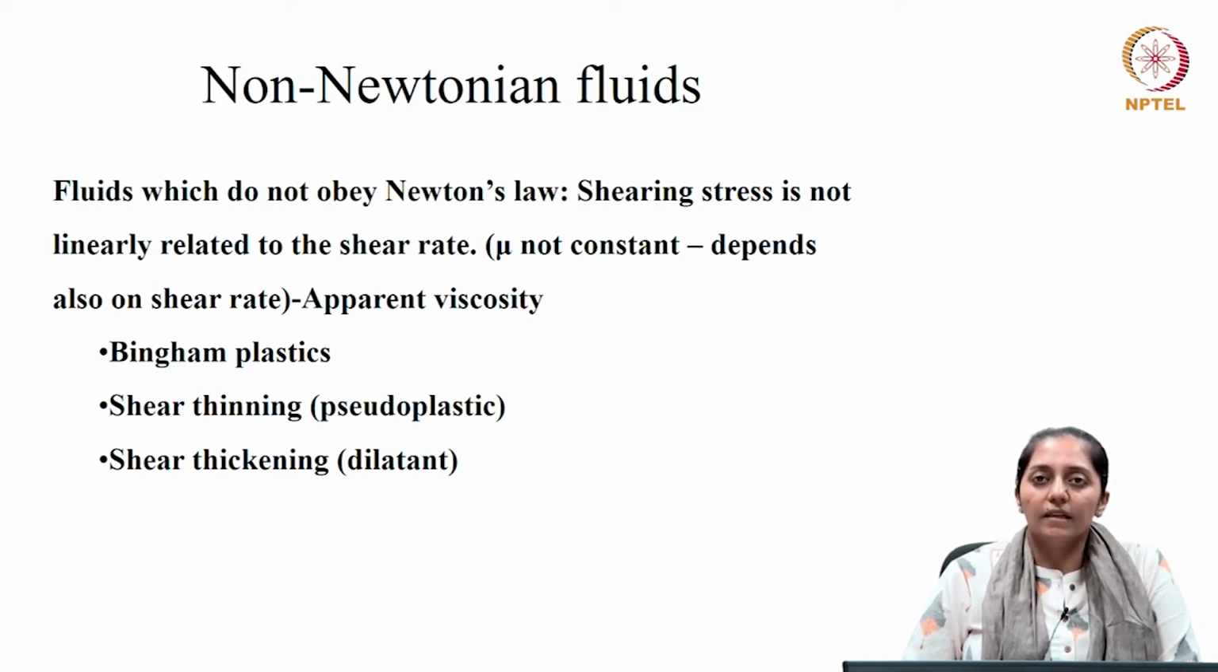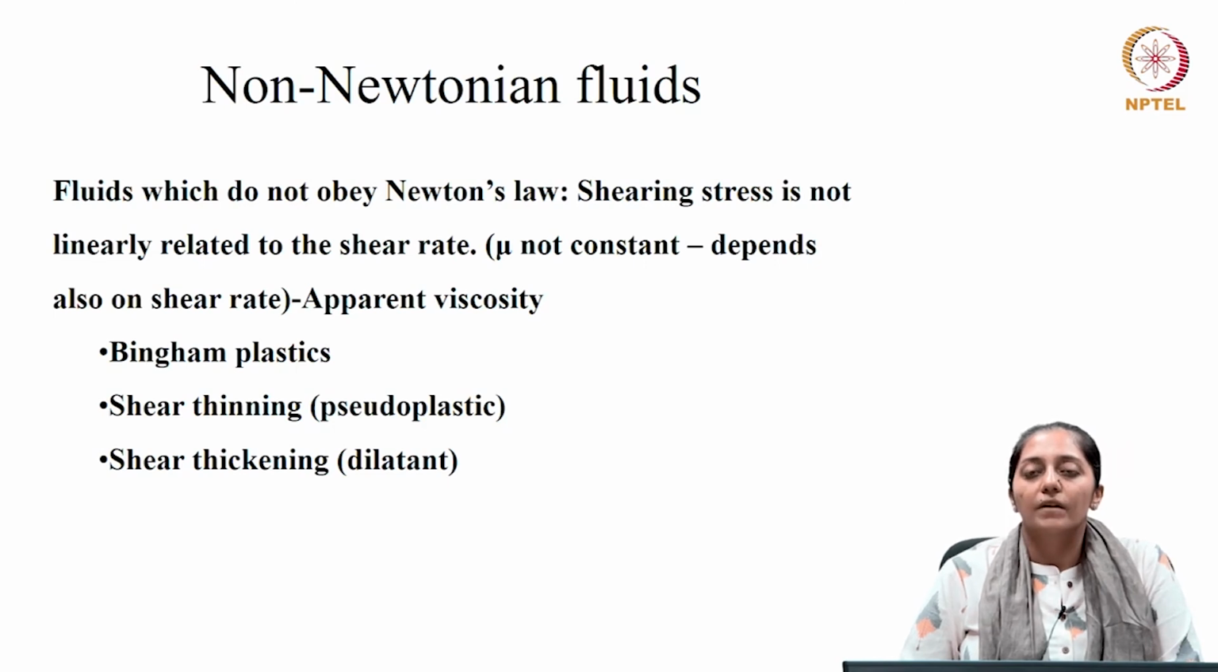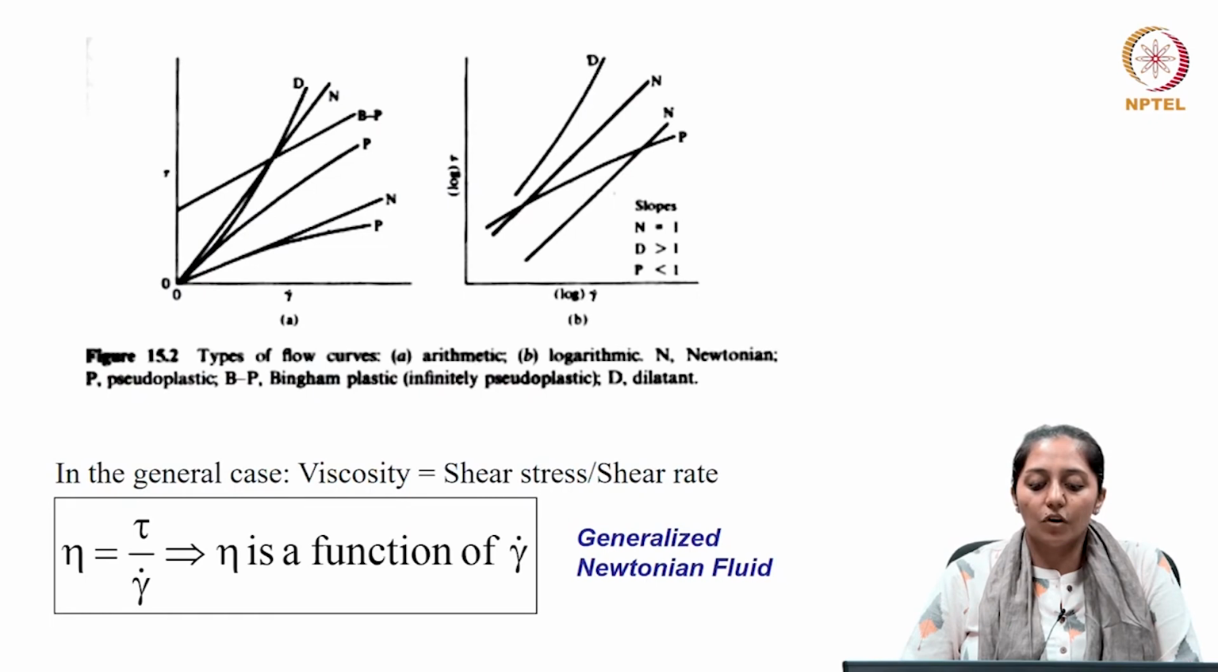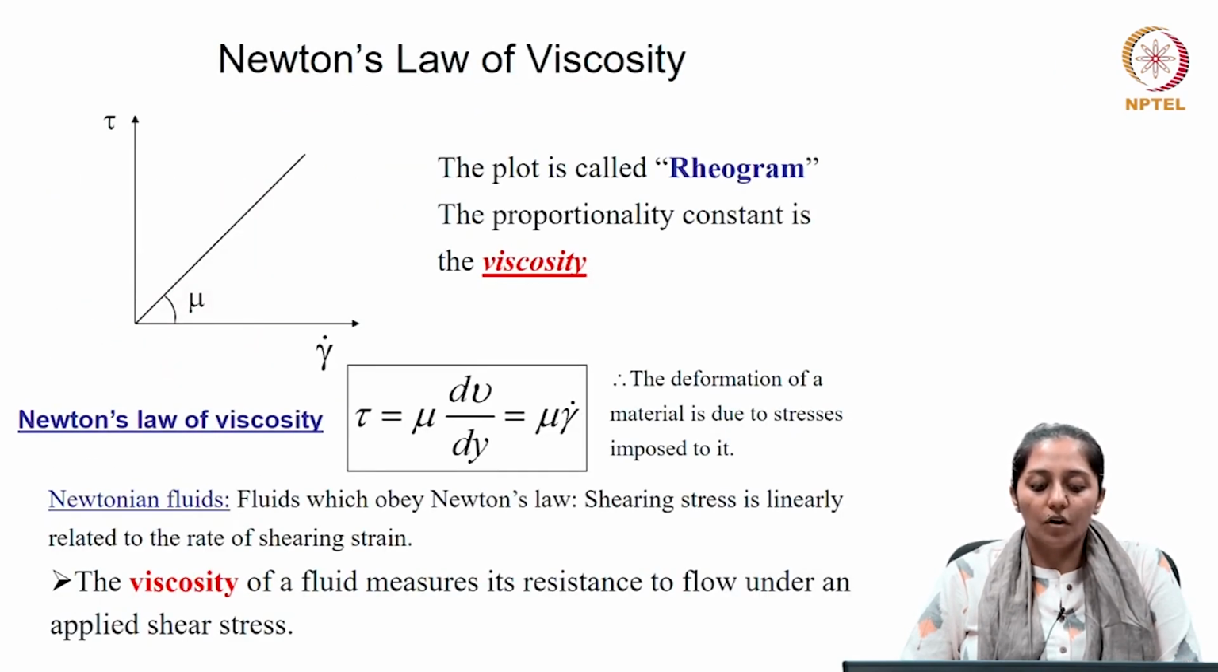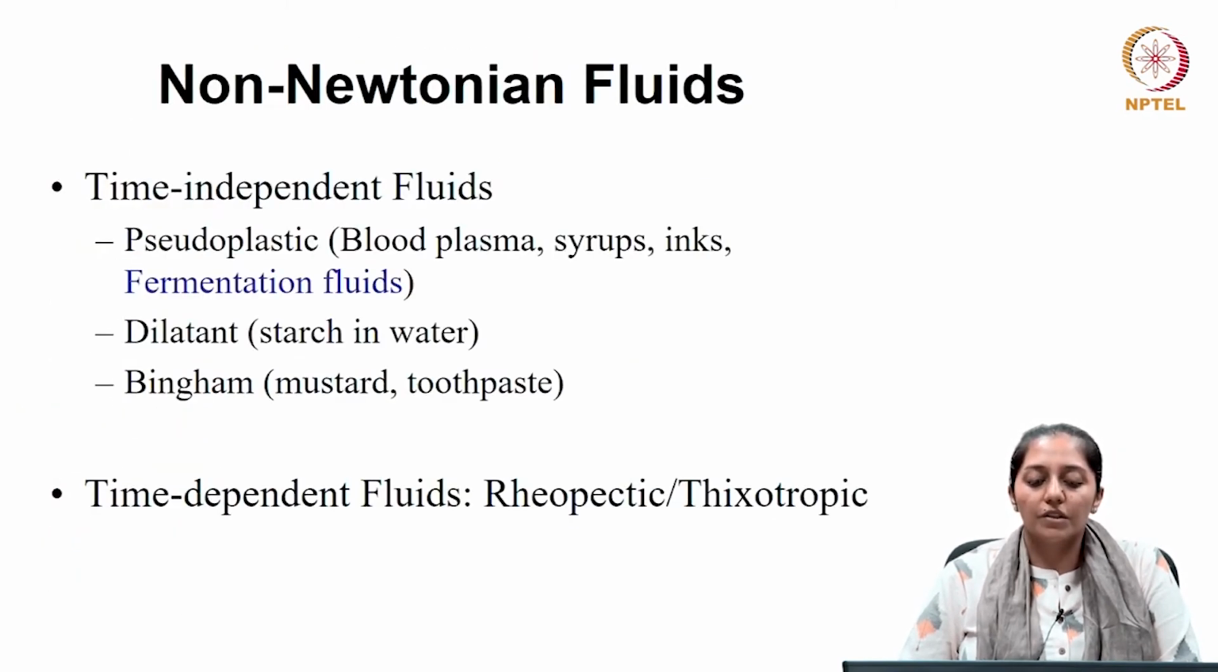The examples, as I said, are the Bingham plastic, shear thinning liquids, which are pseudoplastic, where fermentation fluids are classed, and shear thickening, which are dilatant fluids. The impeller, if you remember, helps in creating more shear and therefore in reducing the viscosity. In the general case, we know that viscosity is equal to shear stress over shear strain. In non-Newtonian fluids, your viscosity, called apparent viscosity, is then dependent on the shear strain as well.